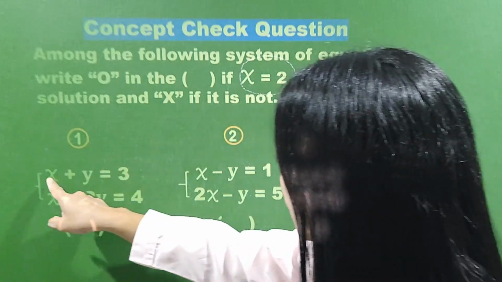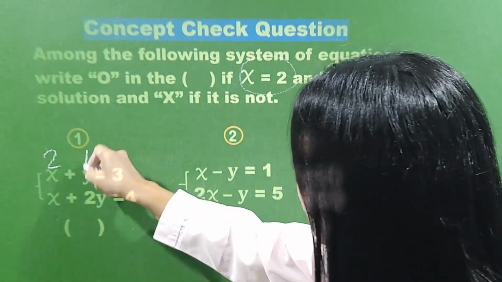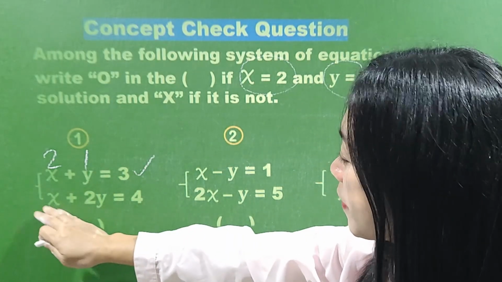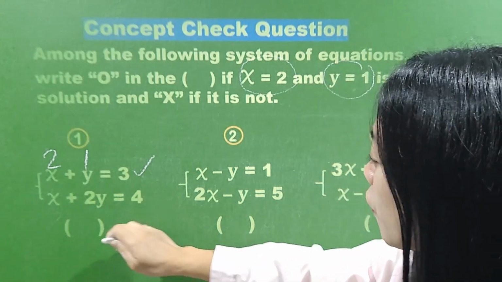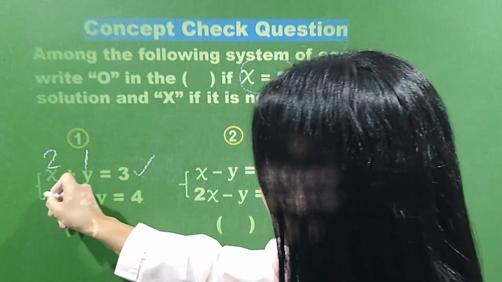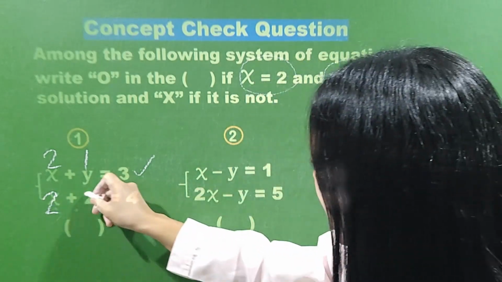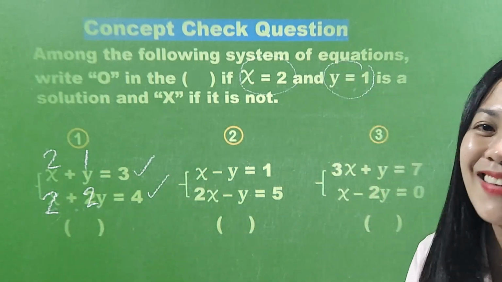x is 2, so for x plus y is equal to 3, this is 2 plus 1, then that's equal to 3. That's correct. What about this equation? x plus 2y is equal to 4. So x is 2, so this is 2 plus 2 times y. 2 times 1 is 2. So this is 2 plus 2. That's equal to 4. So this is correct.